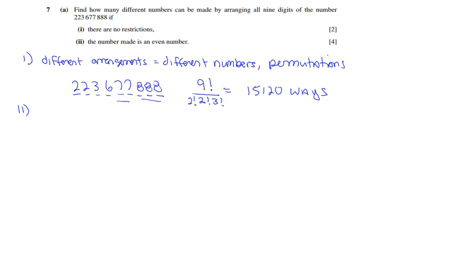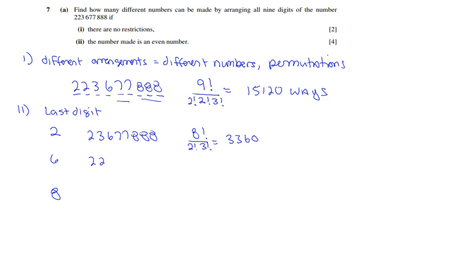Now, in the second part, they want to know how many numbers we can make that are even. Well, if it's even, the last digit is either going to be a 2, or a 6, or an 8. And it's not going to vary. So now I take that 2 out. It has to be a 2. So now I'm only wondering what happens with the other 8 digits. Well, out of those 8, 2 of them repeat and 3 of them repeat.